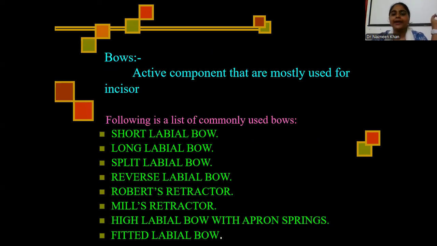Bow: active components that are mostly used for incisors. Short labial bow, long labial bow, split labial bow, reverse labial bow, Roberts retractor, Mills retractor, high labial bow with apron spring, fitted labial bow.